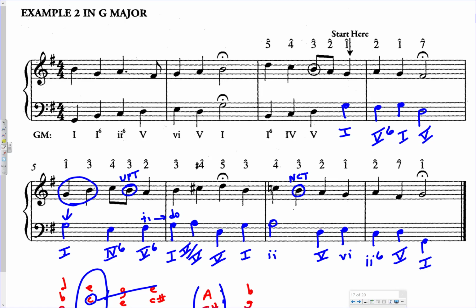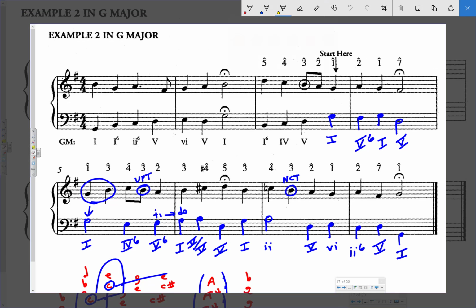If you look carefully at my progression right here, you'll see, and I'll highlight it, that I used the circle progression. 6-2-5-1 right here. It works very, very nicely. 2 loves to go to 5 as well.